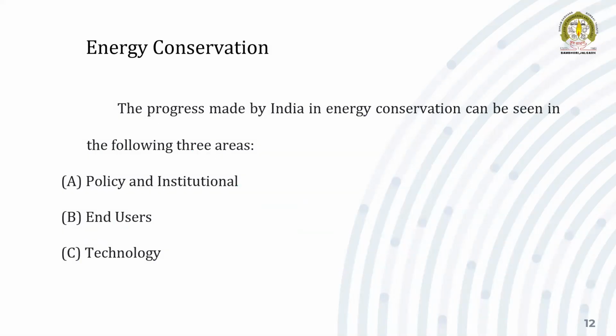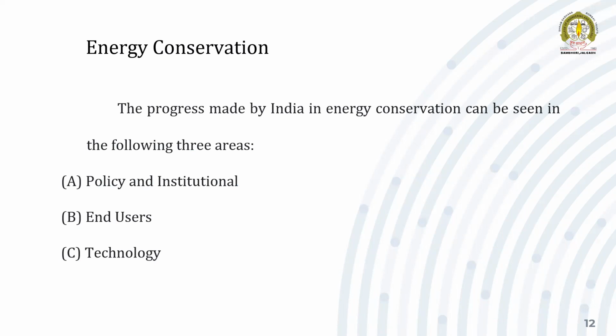Energy conservation in India: the progress made by India in energy conservation can be seen in the following three areas. One is policy and institution, second is the end user, and third is technology. Policy and institution means that India made some policies for energy conservation, and there are some institutions, it may be financial institutions, or institutions which help producers and give guidelines to produce energy efficient machinery and energy efficient gadgets. So these are the policy and institution.